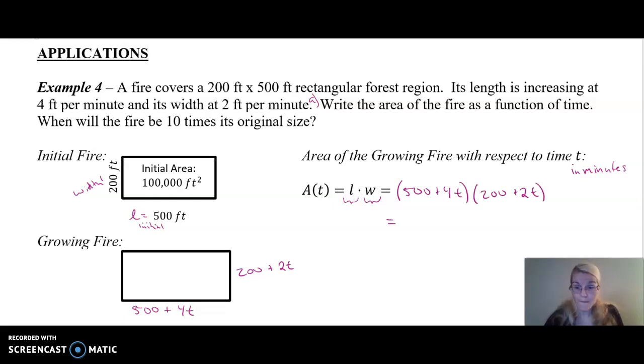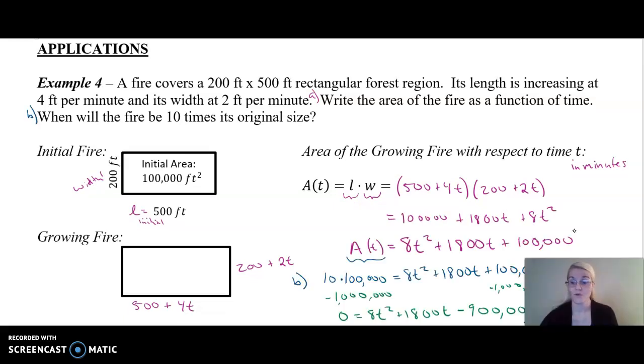So I'll let you quickly pause the video, multiply that out, tell me what you get. And hopefully you got the area with respect to time. It's 8t squared plus 1,800t plus 100,000 square feet, right? Technically, this is all in feet squared units.